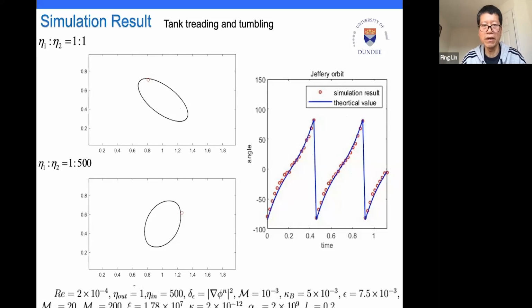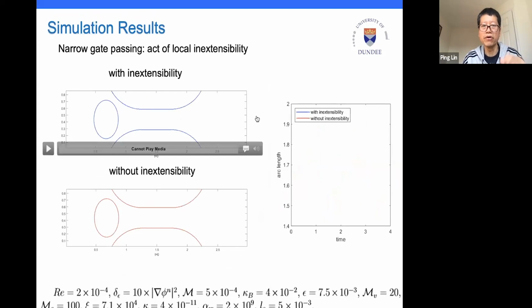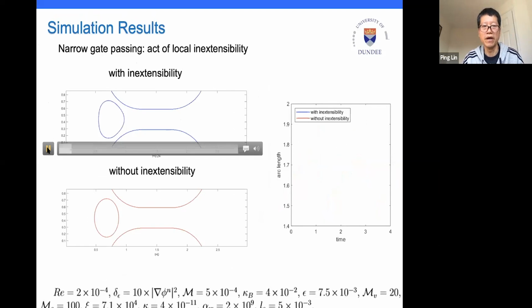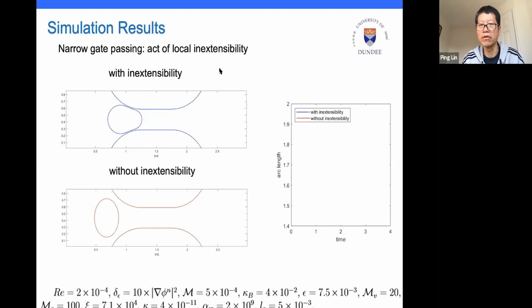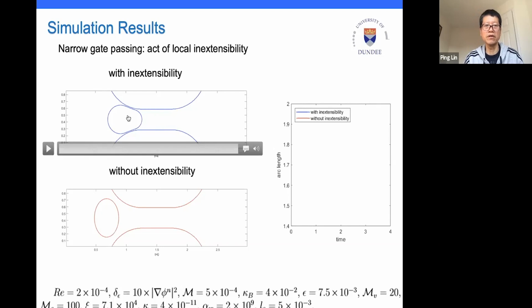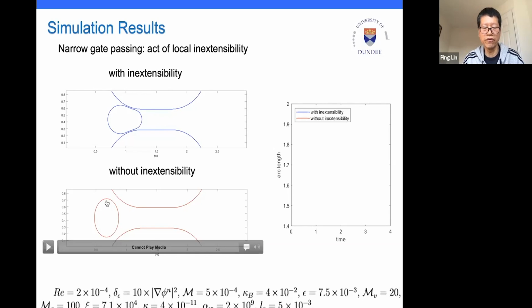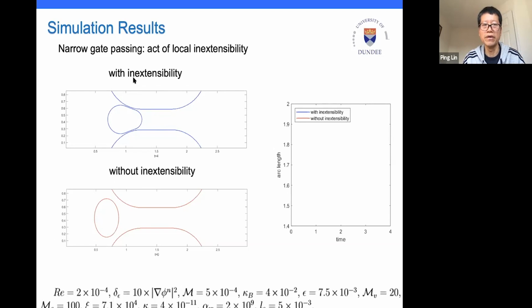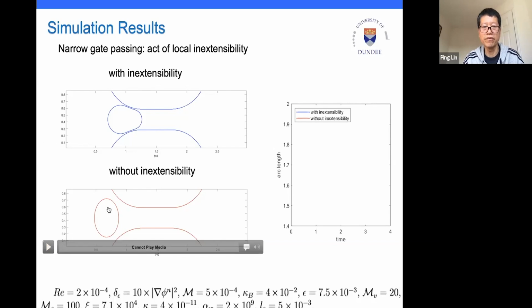So these are some test examples of our method. Now, I guess the time is almost up, so let me just show what I'm interested in, this narrow gate passing. I should have mentioned the ratio before. For a certain ratio of the height and width, the vesicle is not passing if you have the inextensibility condition. But if you don't have inextensibility, then you see it will pass.